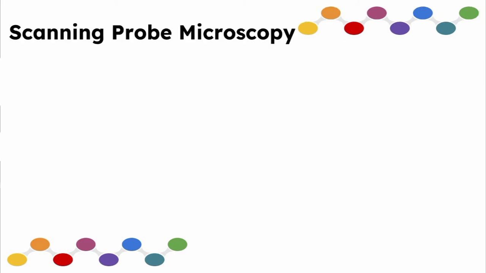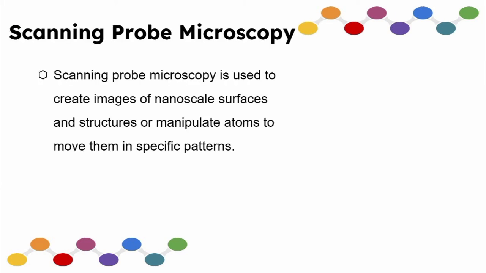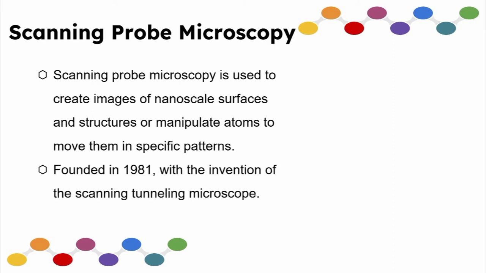Scanning probe microscopy. Scanning probe microscopy is used to create images of nanoscale surfaces and structures or manipulate atoms to move them in specific patterns. It was founded in the year 1981 with the invention of the scanning tunneling microscope.